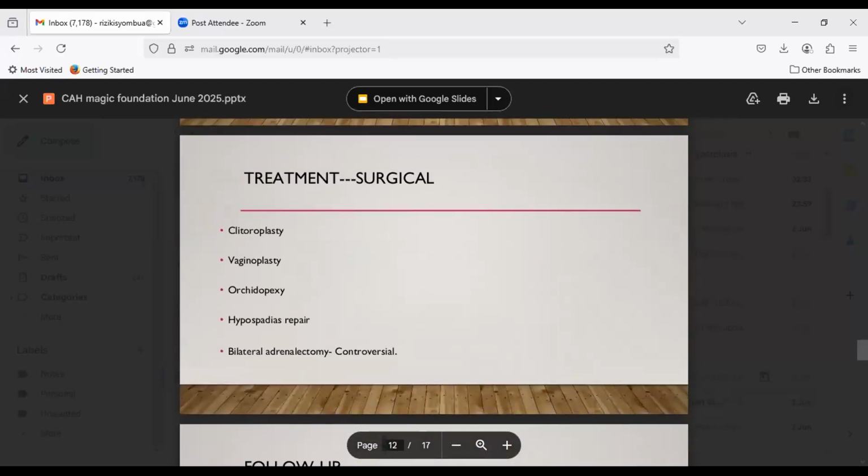In terms of surgical interventions that may be required, would be clitoroplasty for the females that are virilized. Some may require vaginoplasties. For boys, you may need orchidopexy or hypospadias repair. A long time ago, they used to use bilateral adrenalectomy and then supplement the hormones that are not secreted. That is controversial, and not many people do it currently.